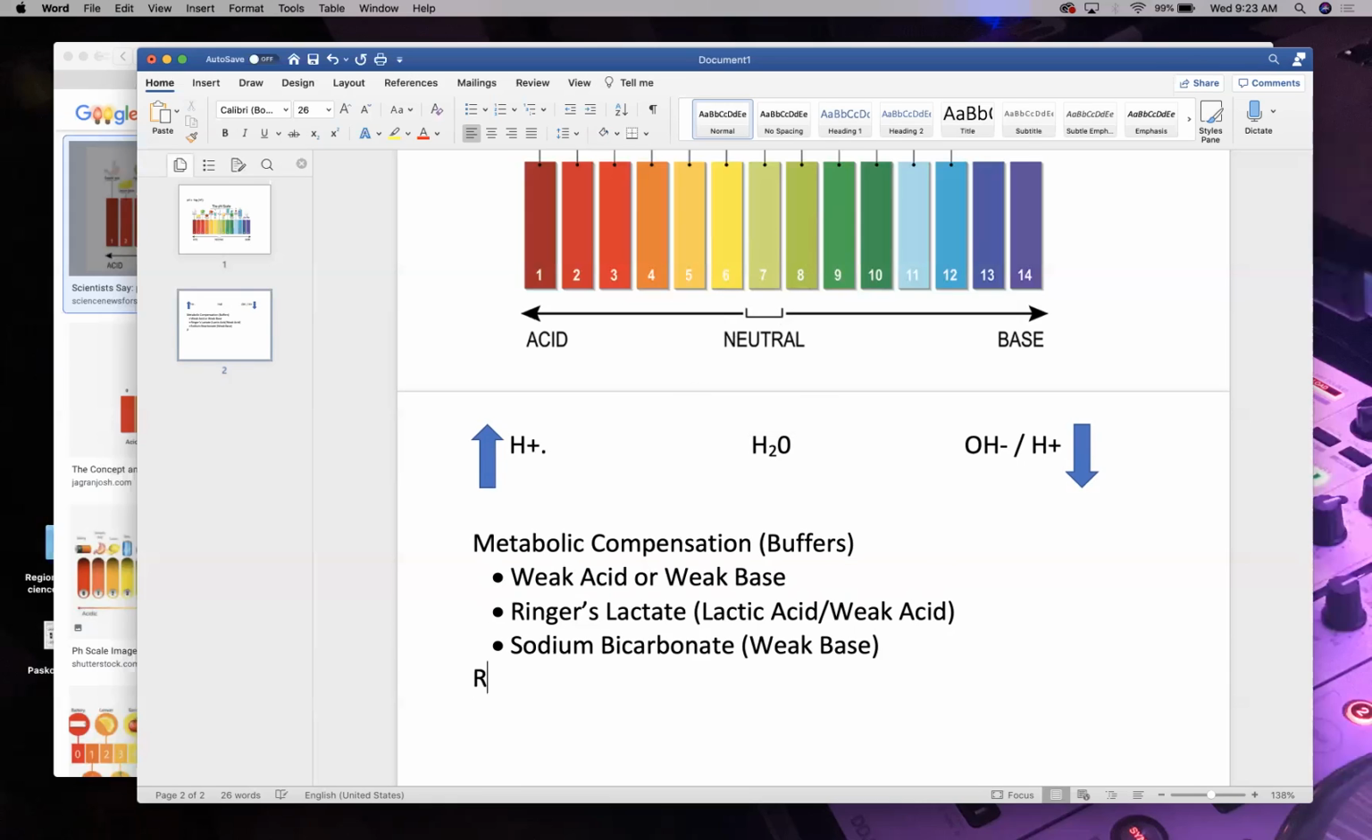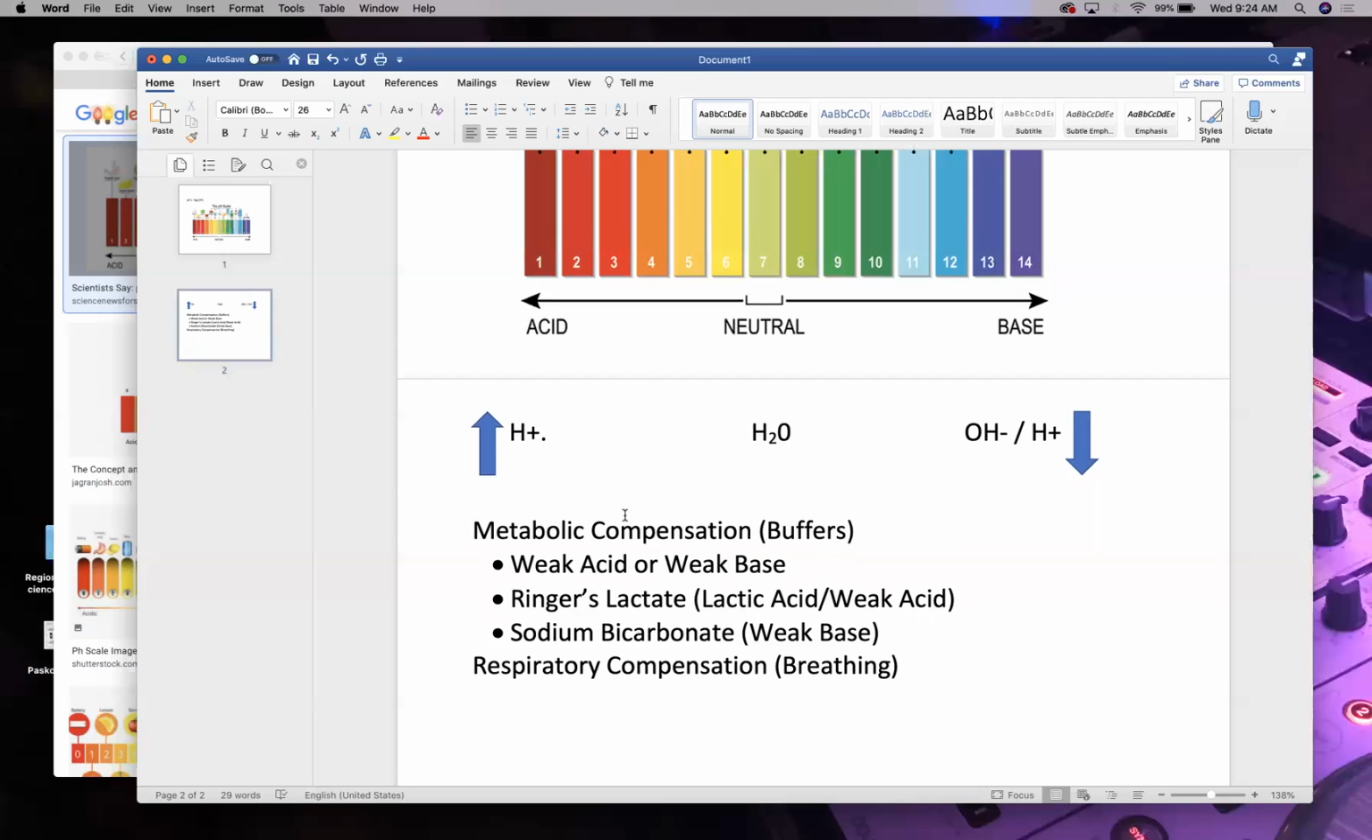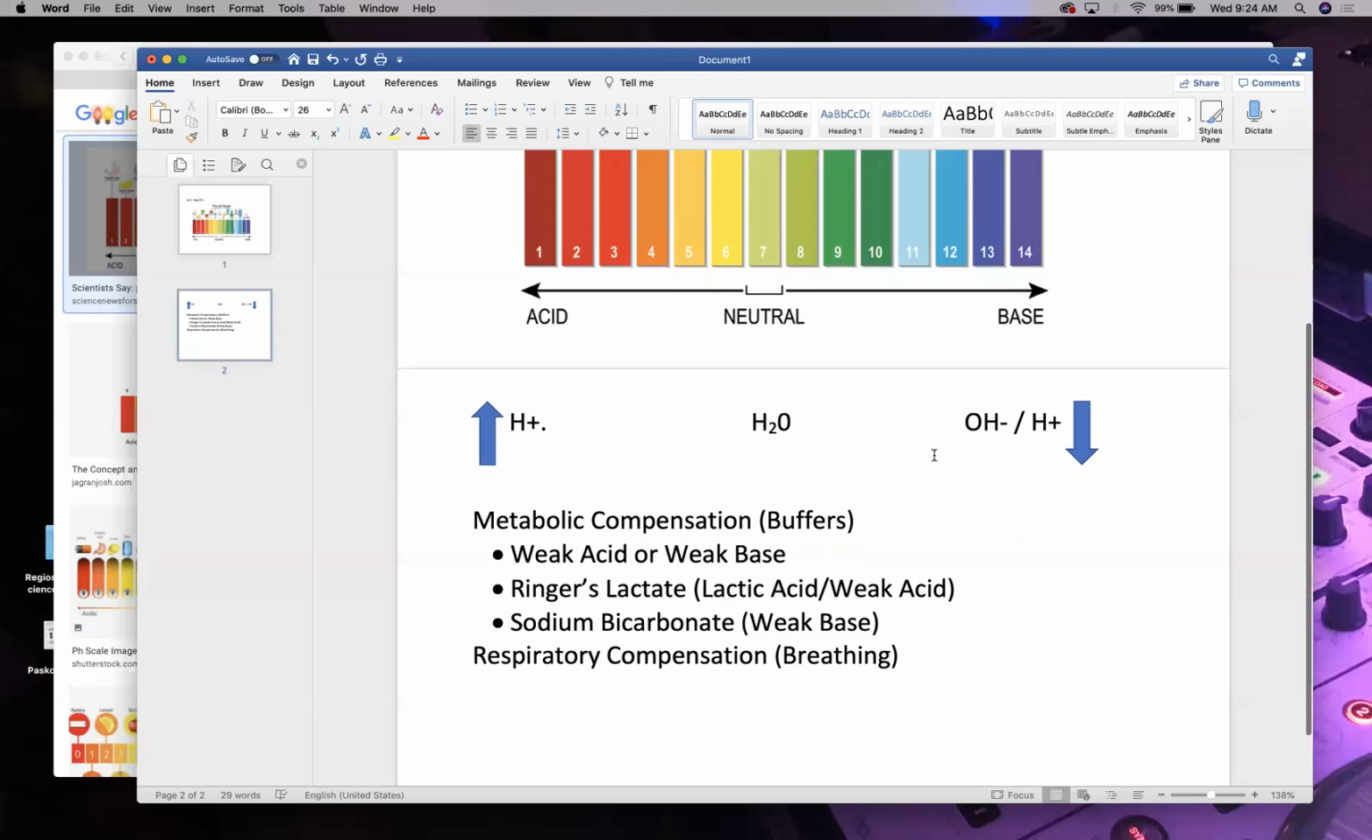What is the respiratory compensation? Well, that's breathing. So if my patient doesn't breathe very well, or if my patient has a lower respiratory tract problem, they're also going to have an acid-base problem. Okay? And that's why the Department of Respiratory Medicine, also known as the Department of Pulmonology, we love doing arterial blood gases, or ABGs.